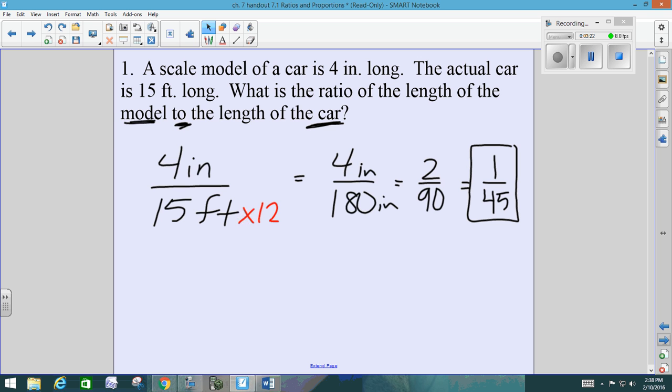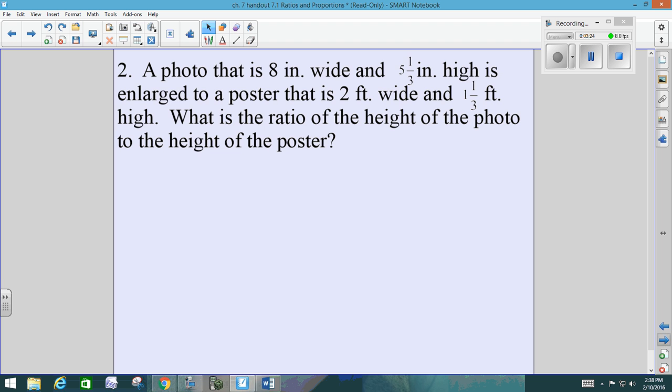Number 2. A photo that is 8 inches wide and 5 1/3 inches high is enlarged to a poster that's 2 feet wide and 1 1/3 feet high. What is the ratio of the height of the photo to the height of the poster? Again, you got to read carefully, look at what they're asking you to find.